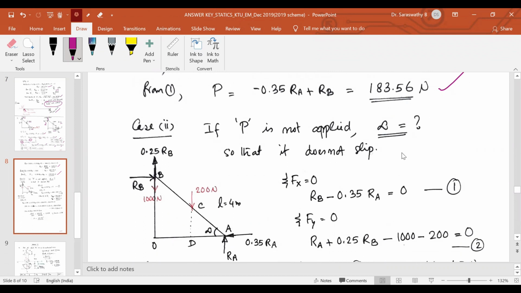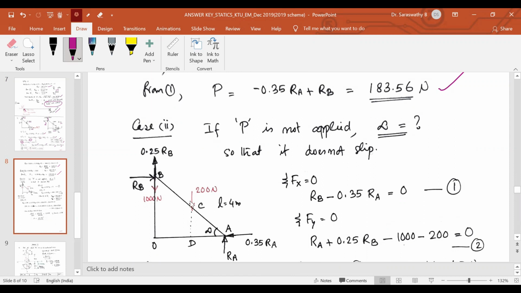All other things as earlier: 1000 Newton acting from top downward, 200 Newton acting downwards, the normal reaction RB, frictional force opposite to the motion 0.25 RB, normal reaction RA, frictional force 0.35 RA. There is no external force P. So you have to find out alpha. Here also, draw the free body diagram. This is the free body diagram.